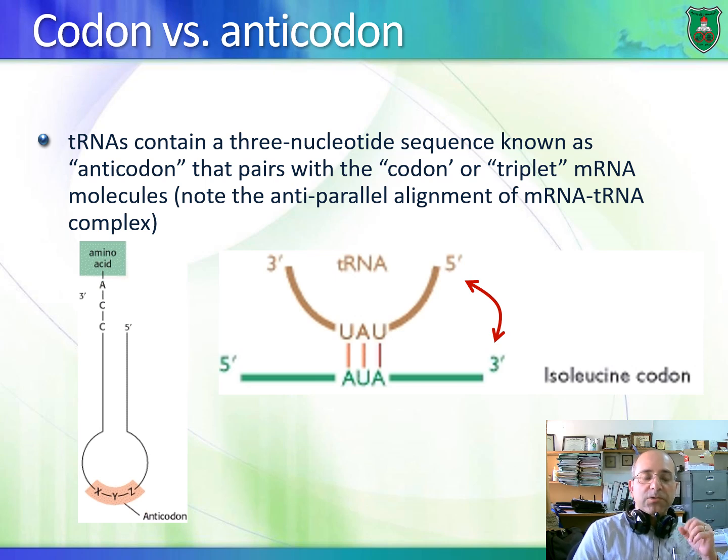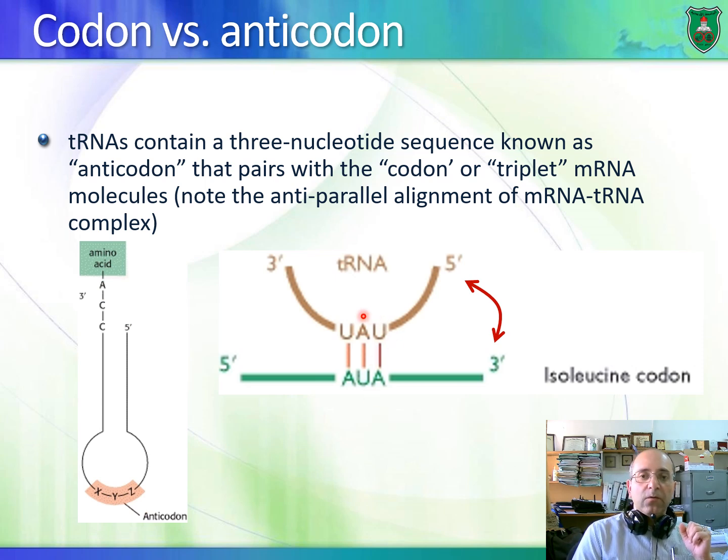Now, what's important about the anticodon? It is the part of the tRNA molecule that recognizes the codon, the genetic codon, the triplet that I just told you about. So in the messenger RNA, for example, let's say that you have the sequence AUA. Now you have this complementary base pairing between the tRNA and the messenger RNA molecule.